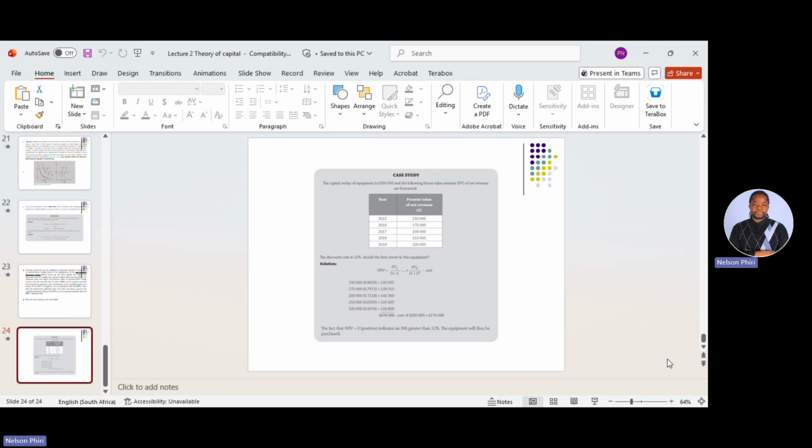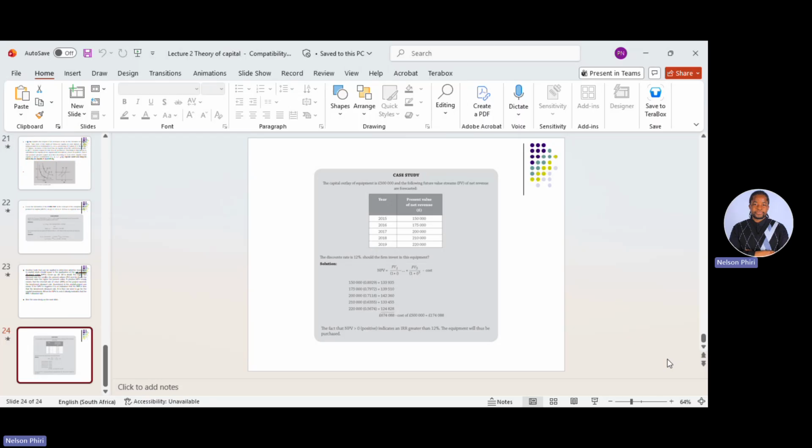Then there is 210 divided by 1 plus 12% to the power 4, which you get 133,455. Then finally 220 divided by 1 plus 12% to the power 5, which you get 124,828. Add all those receipts, you get 674,088. Then you subtract from the initial cost, which is 500,000, and you get 174,088. So since your NPV is positive, it shows us that our IRR is greater than 12%, and thus this equipment should be purchased.